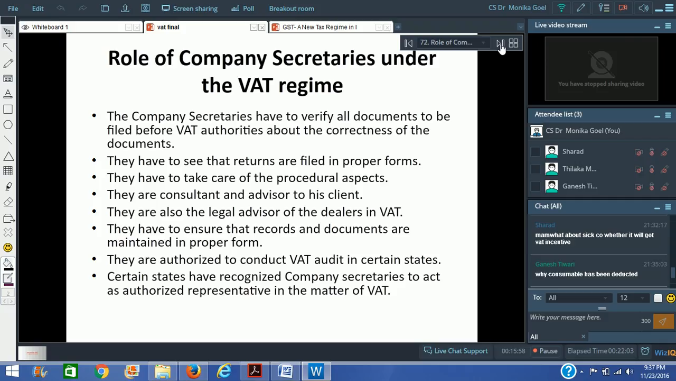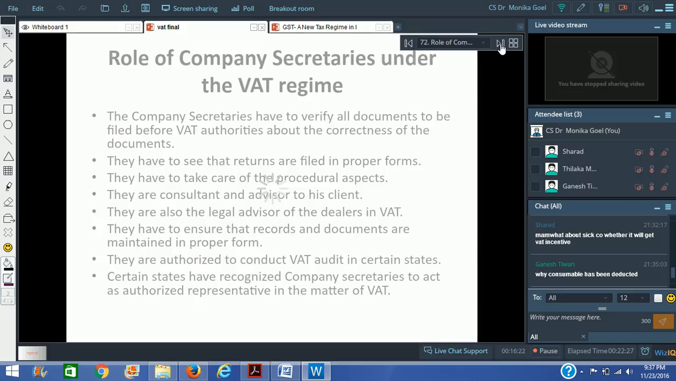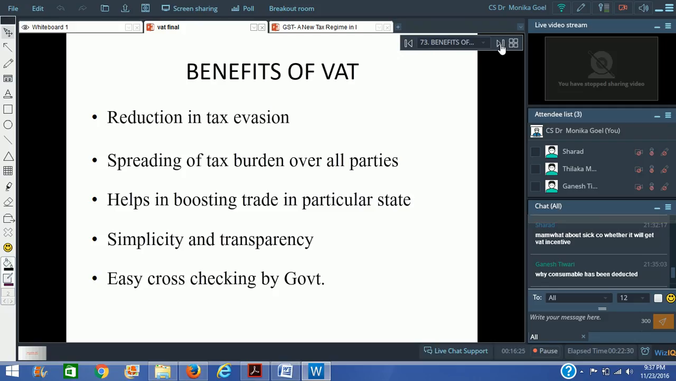So they can file the returns, they can fulfill all the procedural requirements, they can act as consultants, they can act as legal advisors, they can do VAT audit also in certain states. I think in Delhi also the company secretaries have been permitted to do the VAT audit. So they can also appear as authorized representatives of the VAT dealers in matters relating to VAT before the department. So in the VAT regime there is sufficient scope for a company secretary where they can participate, they can consult, and they can do a lot of procedural aspects, right?